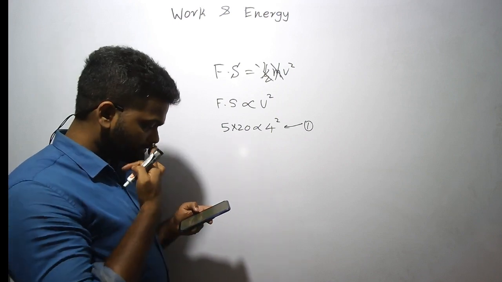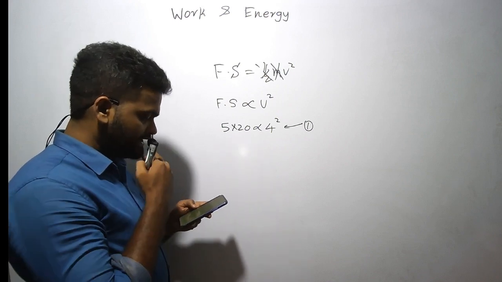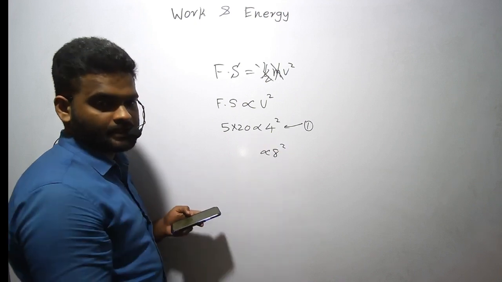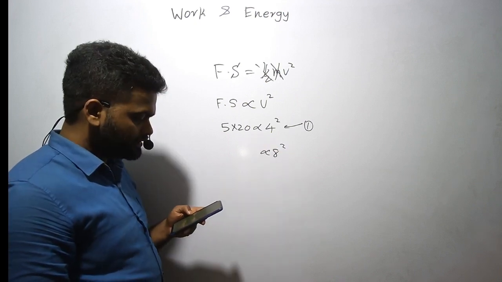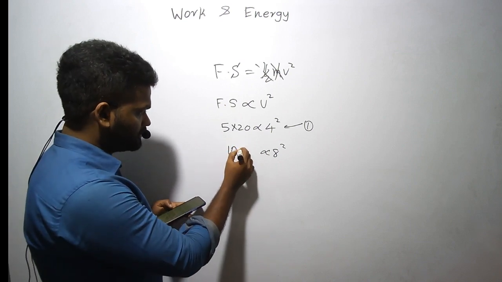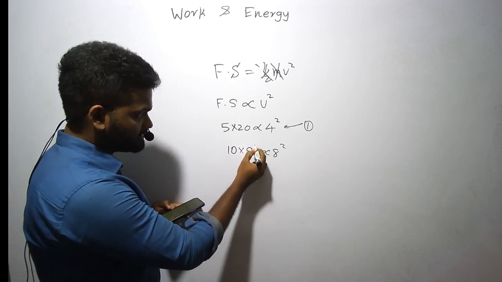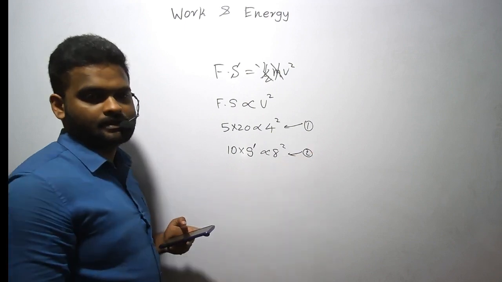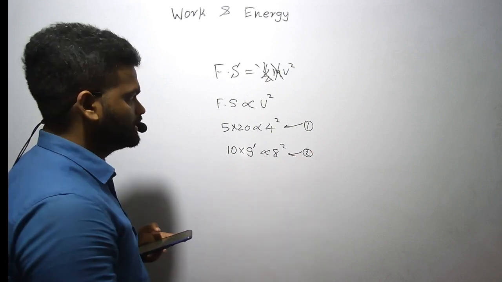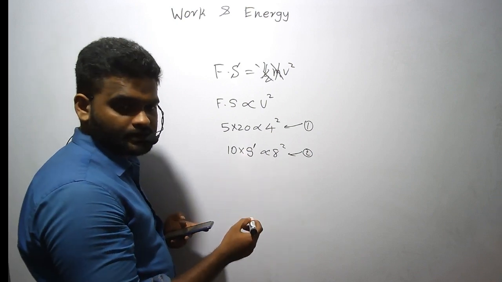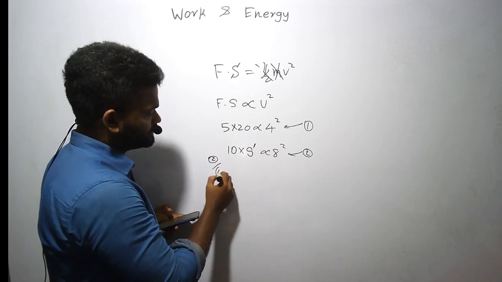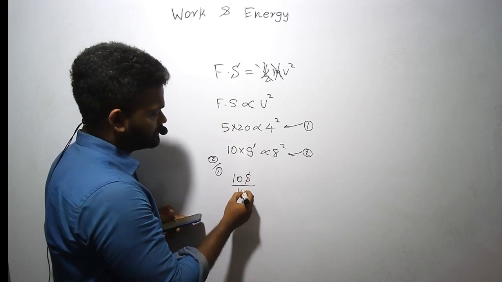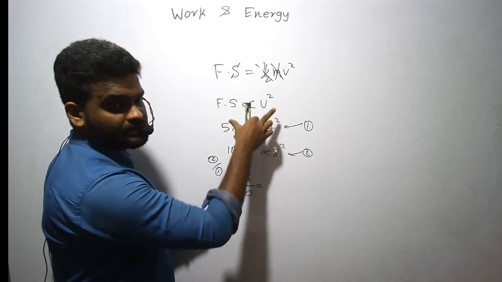In the second case, initial velocity 8, resistive force 10. So what they ask is s, let's say s dash. This is the second proportionality. Okay. Then you have to divide the second by the first. So 10s divided by 5 times 20 is 100. Second divided by the first one, right?